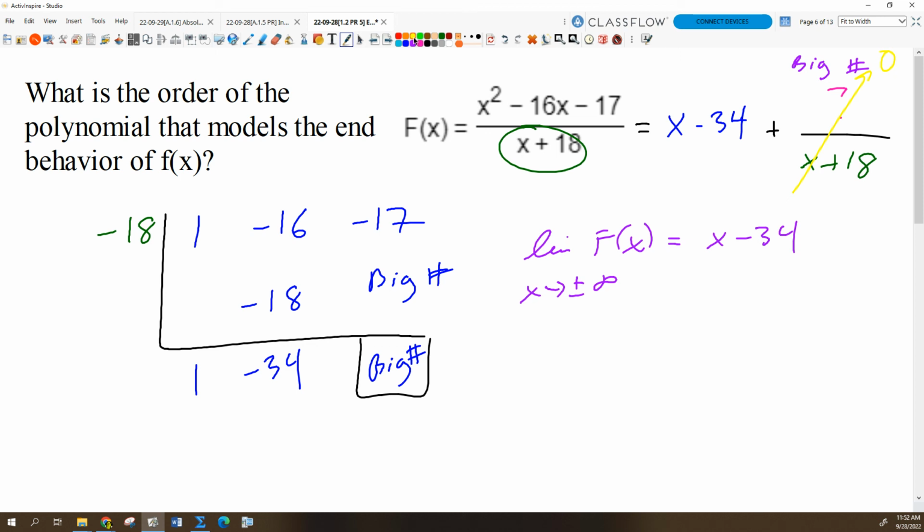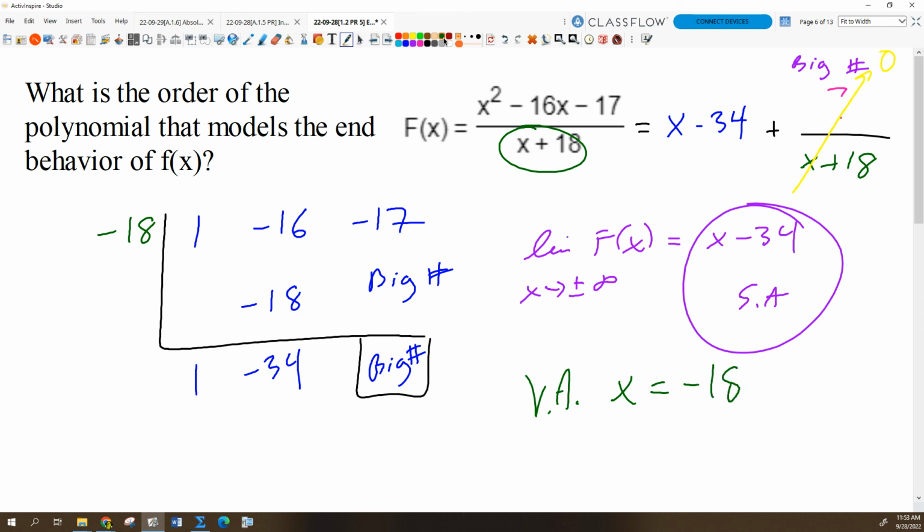What's our vertical asymptote? Vertical asymptote, x equals negative 18. Okay, and we know that because negative 18 is a 0 of the denominator, but not the numerator, right? Okay. Give me 1 to 5. Does that make sense? What would you do if it was also a 0? So you tell me, what would you do if 18 were also a 0 of the numerator, then what do we have to do?